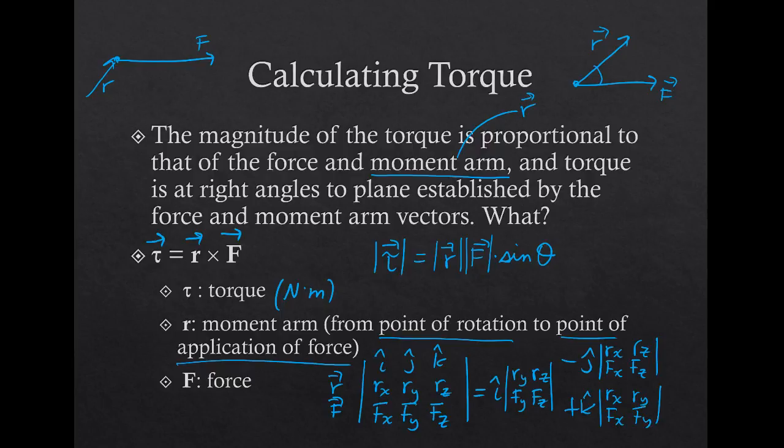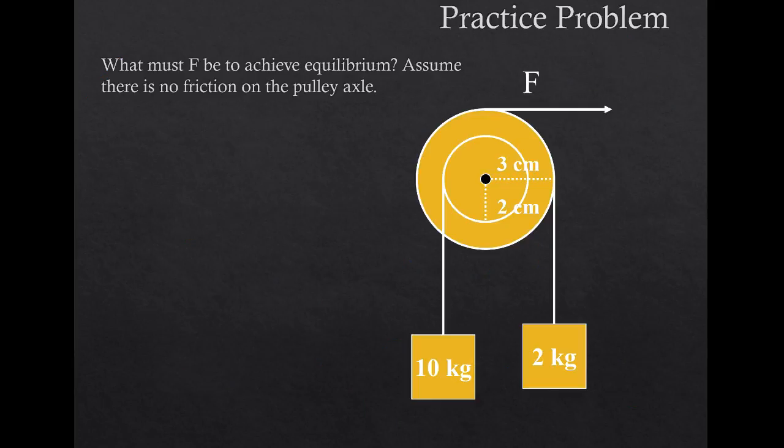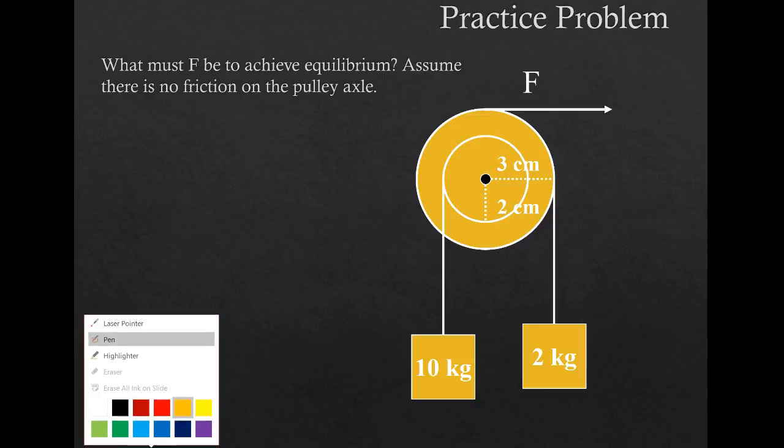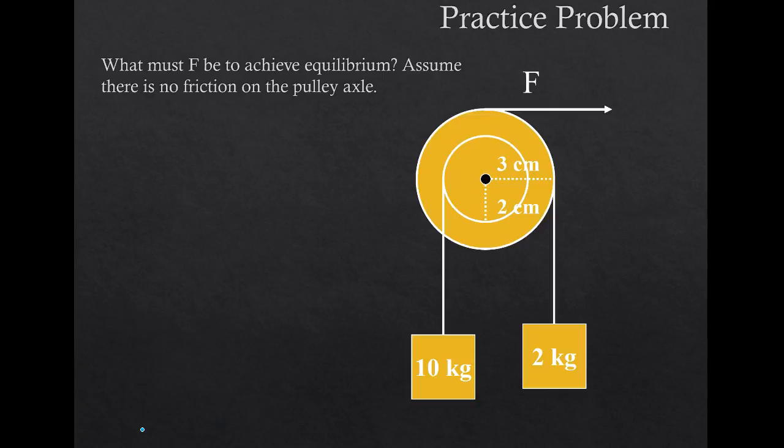Okay, so we'll get to some examples of this. But first, we're just going to look at a very simple example. How much force do I need in this situation to get equilibrium? How much force F do I need? We want to assume that there's no friction on the pulley axle. So I have three forces. I have this force right here from the 10 kilograms called F1, this force right here, F2, from the 2 kilograms, and then I have F going this way.